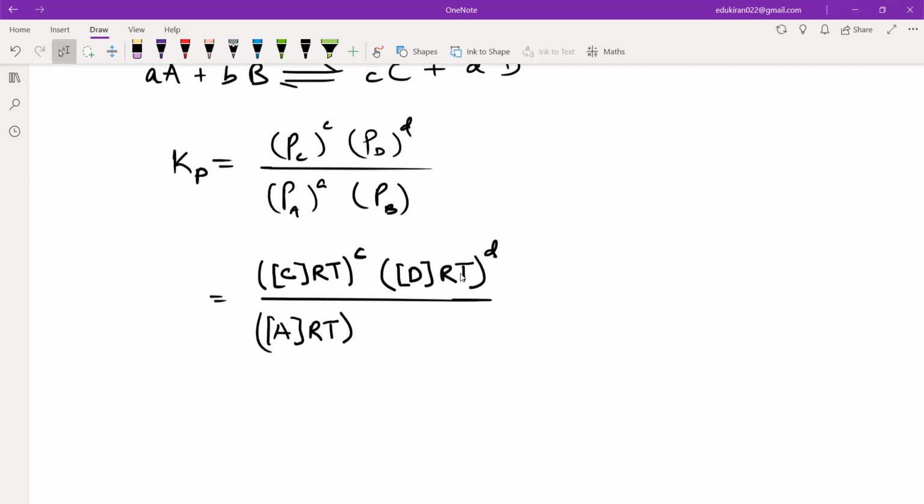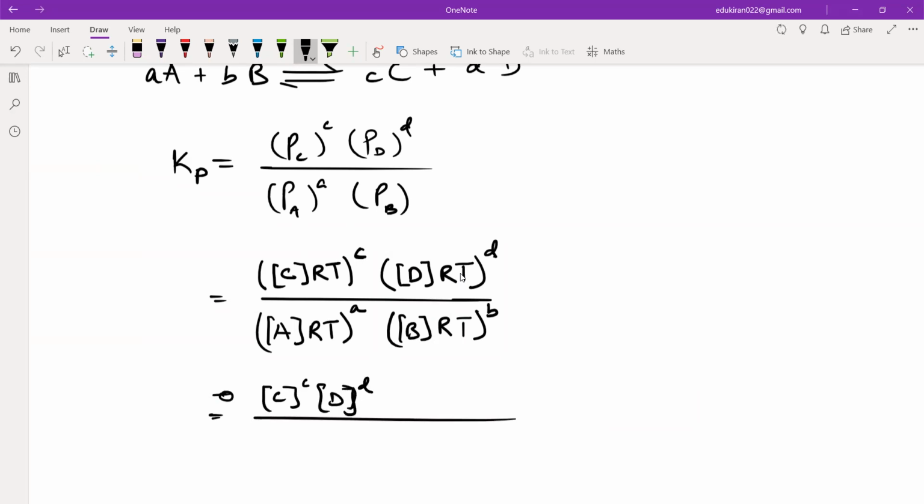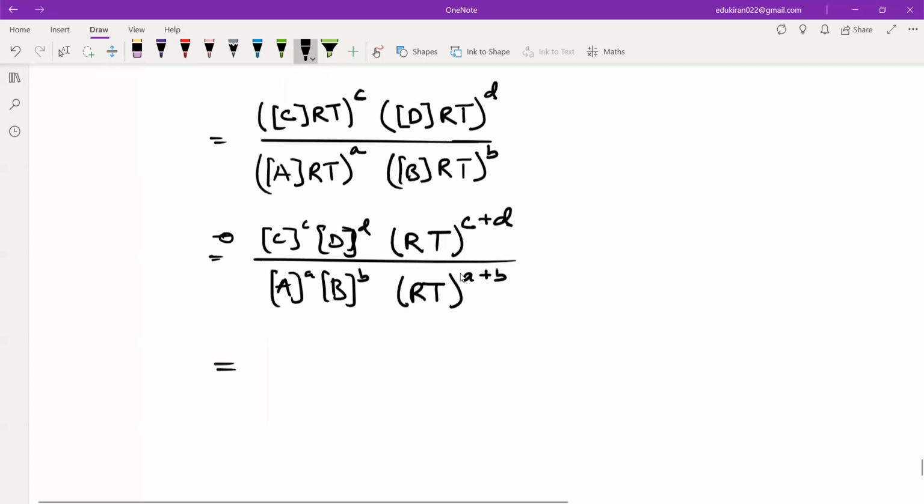Yes, sir. Similarly, for A it is [A]RT to the power a and [B]RT to the power b. I can separate these terms. I can write the concentration of C to the power c, concentration of D to the power d, divided by the concentration of A to the power a and the concentration of B to the power b. And I can see that RT and RT are there. The bases are same, so I can add the powers. RT to the power c plus d because they are in multiplication, and in the denominator RT to the power a plus b.